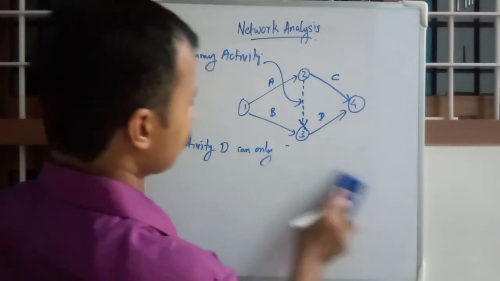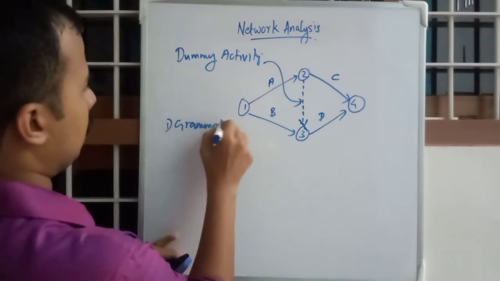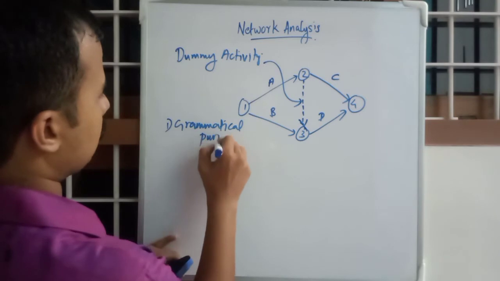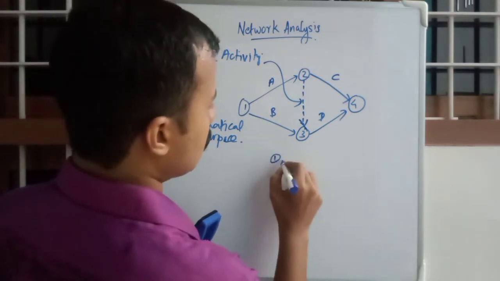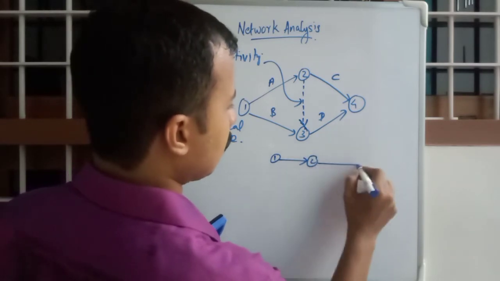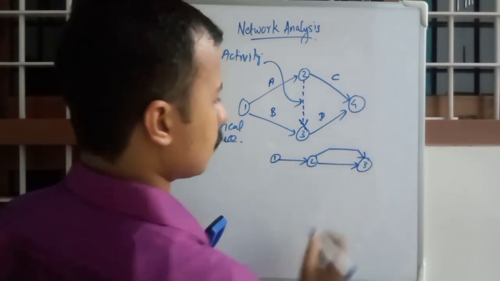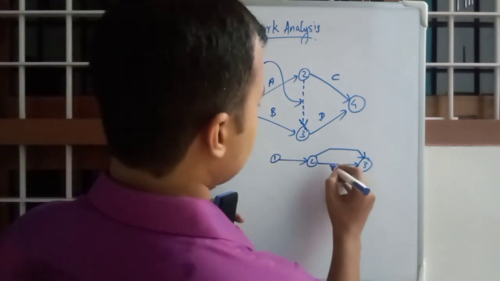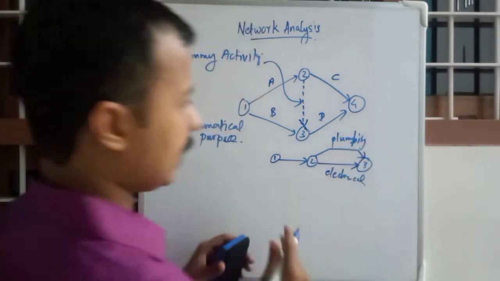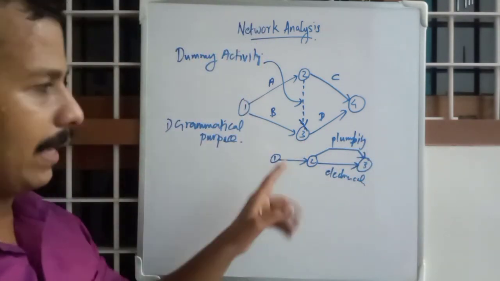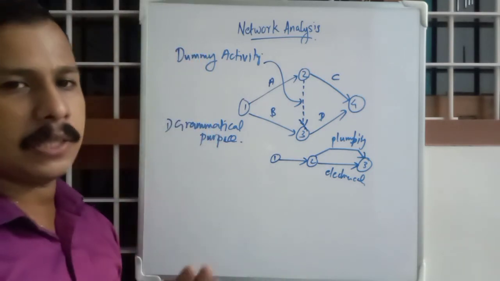And for dummy activity we have two purposes. First one is grammatical purpose. Grammatical purpose means, suppose this is an event, this is another event, and this is a third event, and suppose there is another event like this. We want to draw one like this because for example this can be electrical works and plumbing works. It can be parallel but cannot be drawn like this because there are two events connected by two parallel lines. It is not allowed in network analysis.